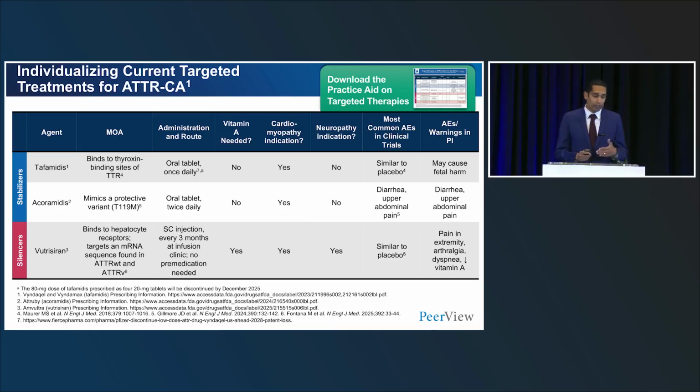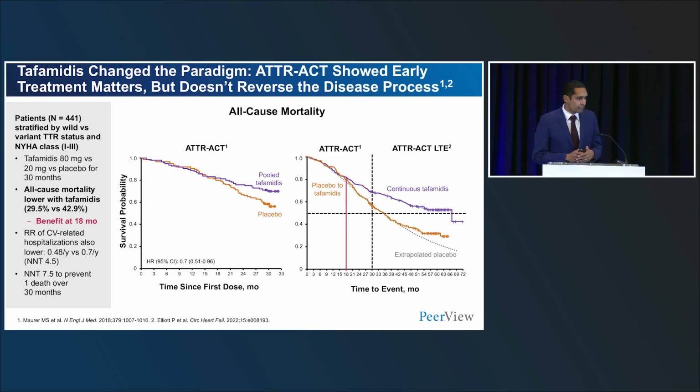The stabilizers are oral pills, taken either once or twice daily. And the silencer is a subcutaneous injection, given every 3 months by a healthcare professional. Because silencers work to decrease TTR, which transports vitamin A, you need to supplement with vitamin A for the duration of treatment. That's very important. All 3 of these have a cardiomyopathy indication, but only vutrisiran currently has a neuropathy indication, which is important whenever we think about choosing a therapy for our patients. These are very well tolerated in clinical trials, with adverse events generally similar to placebo or maybe some GI side effects.